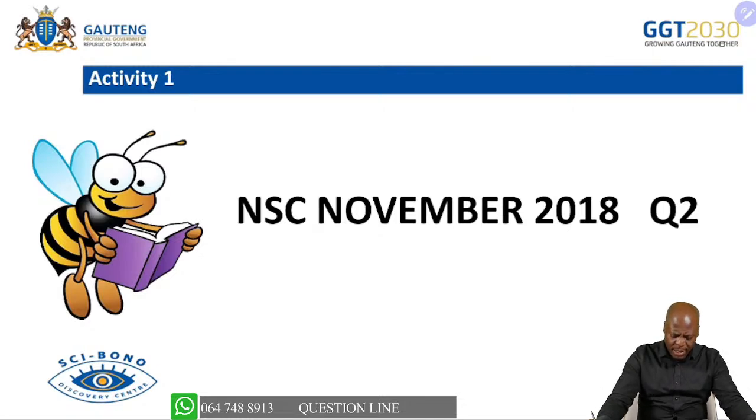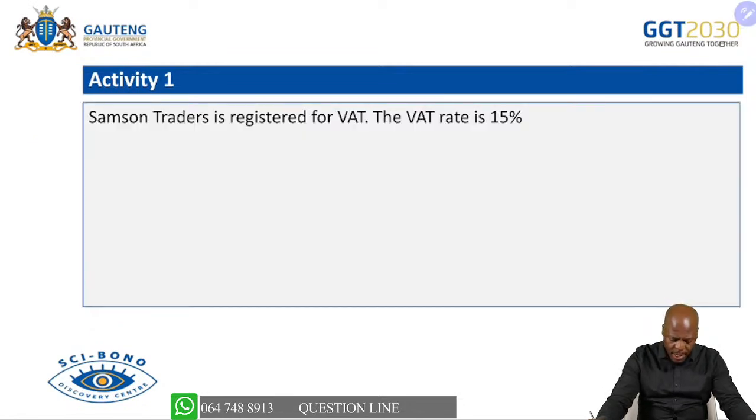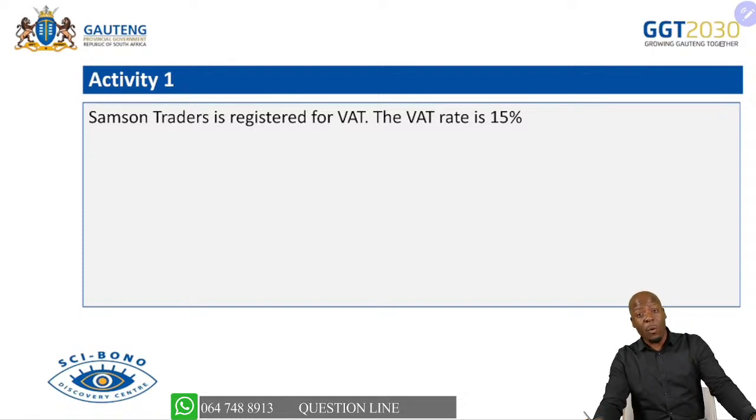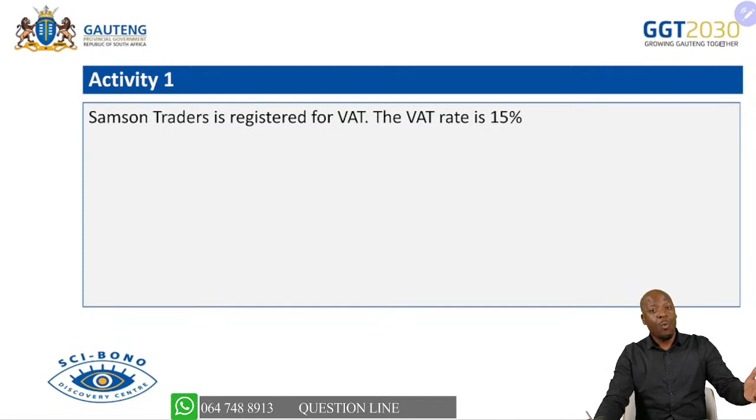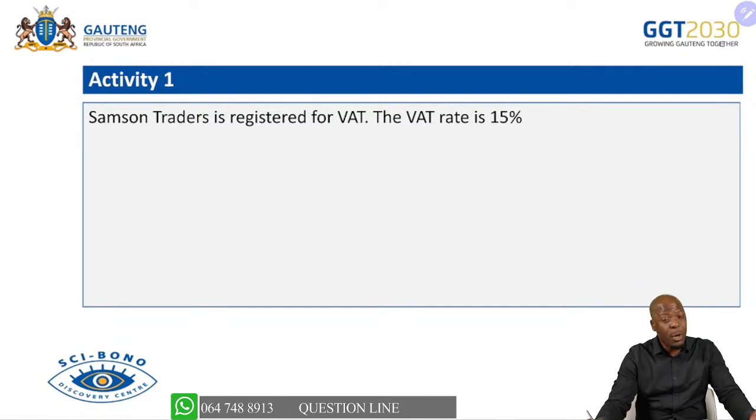So we're starting with the NSE November 2018. Question number 2. And it says, Samsung Traders is a registered VAT vendor. The VAT rate is 15%. So if I'm just to throw a question to you, where would a vendor go to register for VAT? Where do they go? Okay, thank you. Someone is saying they go to SARS. That is the South African Revenue Services. So you have to go and register with SARS.